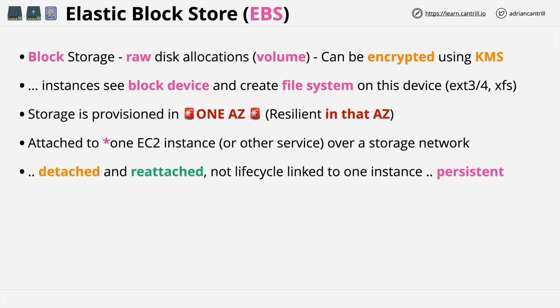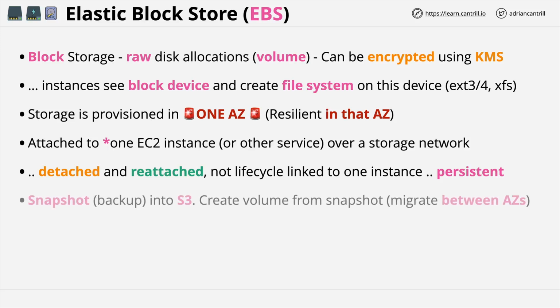Now, even though EBS is an availability zone based service, you can create a backup of a volume into S3 in the form of a snapshot. Now, I'll be covering these in a dedicated lesson, but snapshots in S3 are now regionally resilient, so the data is replicated across availability zones in that region, and it's accessible in all availability zones.